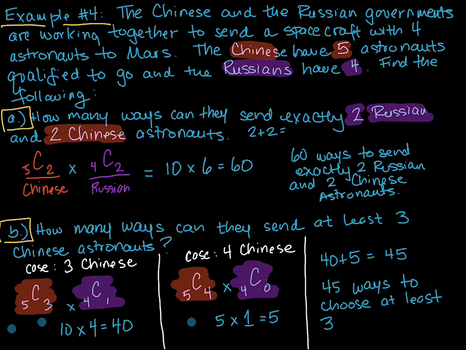And that's basically it, right? So you break it up into cases, and then we have to use the FCP and combinations for each case, and then we add the cases together, and you're done. And that's it.